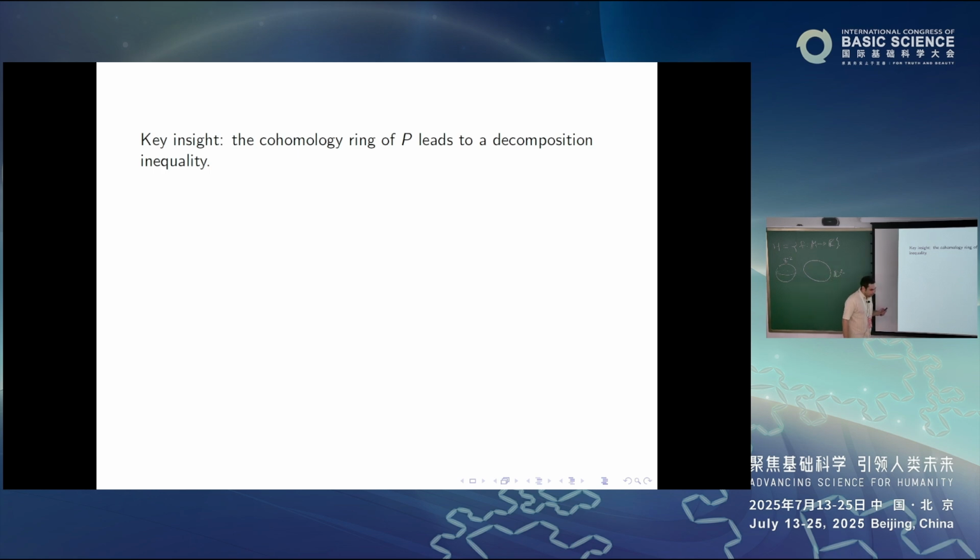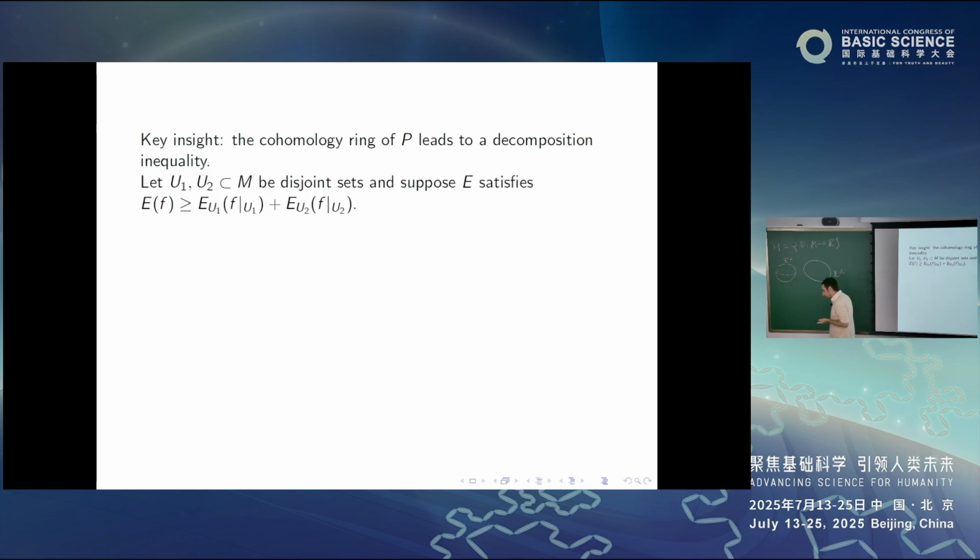So how does this point of view help us? The insight is that the fact that we're working in cohomology, an idea going back to Lusternik and Schnirelmann, helps us to prove interesting inequalities about this.